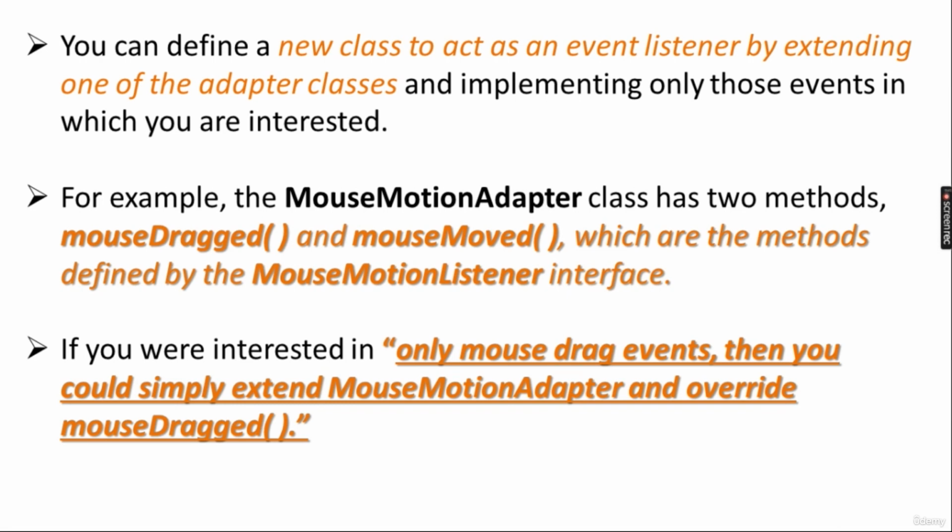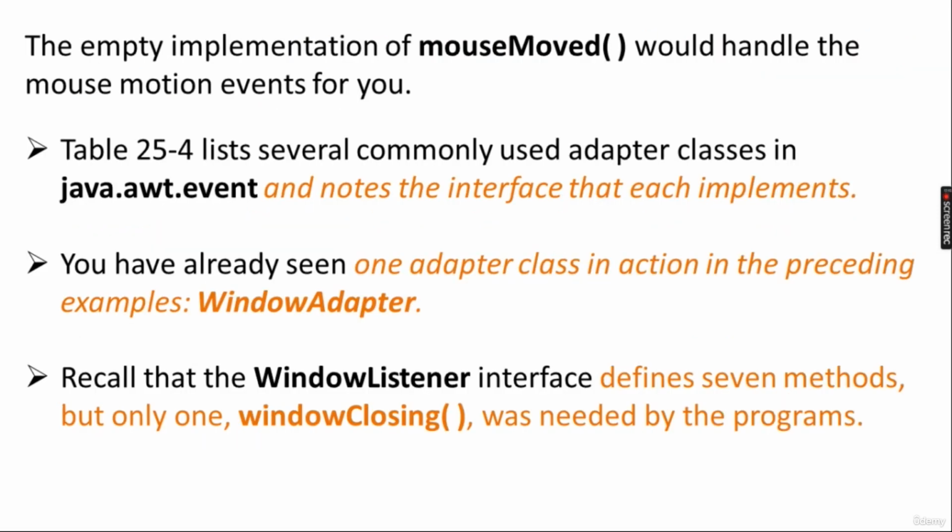And see, when you are implementing an interface, it is compulsory that whichever number of methods are there in the interface, you must implement them. But when you are extending the adapter class, the methods are available, and depending upon your choice, you can override those methods only. Okay, so here in this example, what have we seen? If you are interested only in mouseDragged, what will you do? You will extend the MouseMotionAdapter class and implement the mouseDragged method. The implementation of mouseMoved would handle the mouse motion event for you. So it is not compulsory for you.